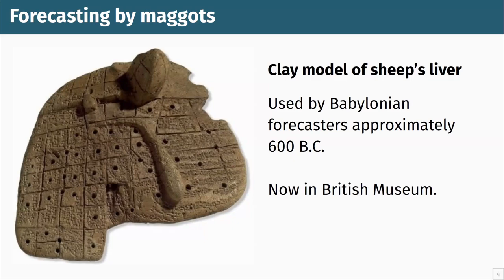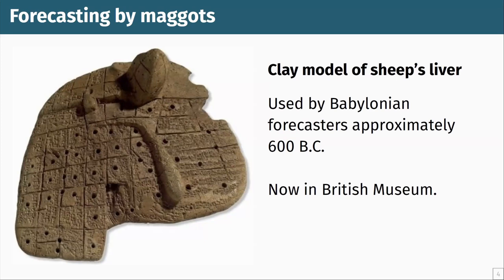And what they would do is the clay models were used to train forecasters in how to read a sheep's liver. And the forecasters in practice would take a real sheep's liver, which was infested with maggots, into the field with the king. And when the king wanted some advice about whether to attack a particular city or not, he would consult the carrier of the liver. And that person would look at the distribution of maggots throughout the liver to decide whether it was a good omen or not to be attacking the city.